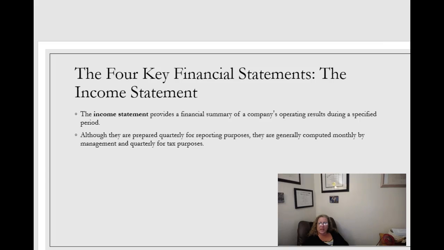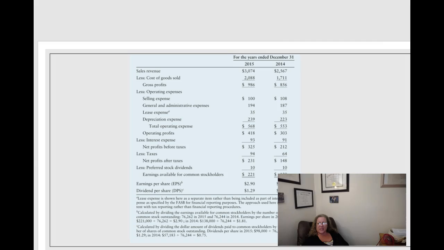This week we're going to discuss the 4 financial statements and some relevant ratios. So the first one is the income statement. This statement provides a financial summary of a company's operating results during a specified period. And although they are prepared quarterly for reporting purposes, they are generally computed monthly by management and quarterly for tax purposes. This is an example, and this is a 2-year example, so we can compare results.